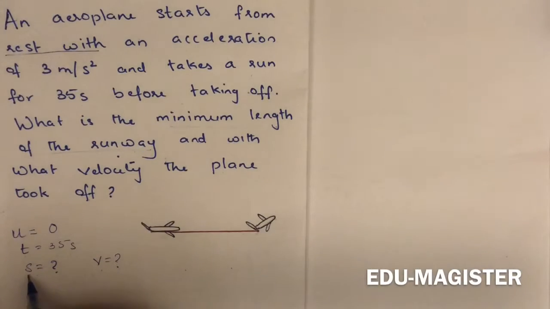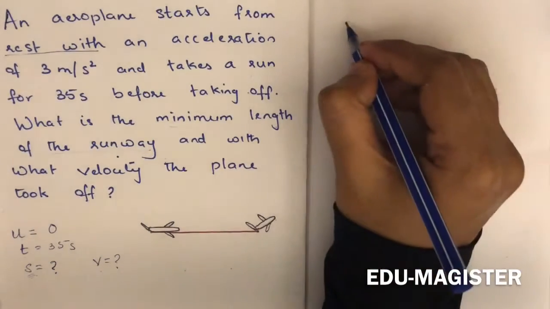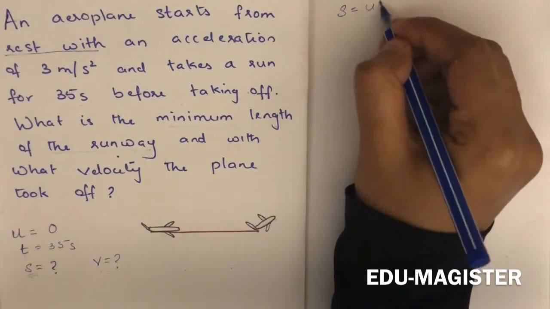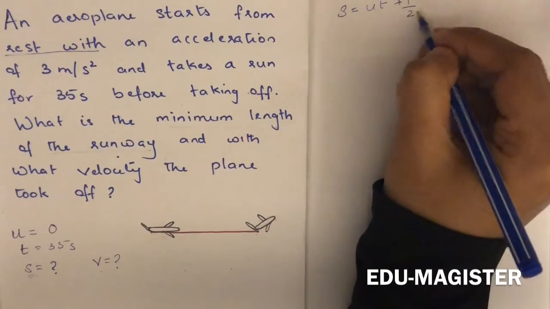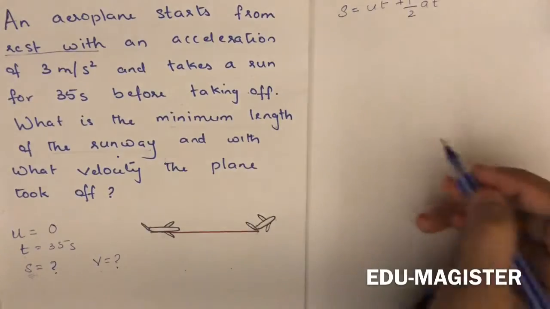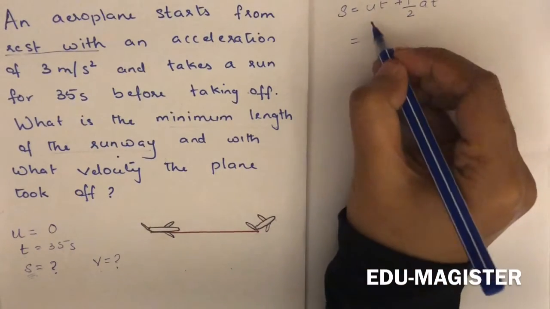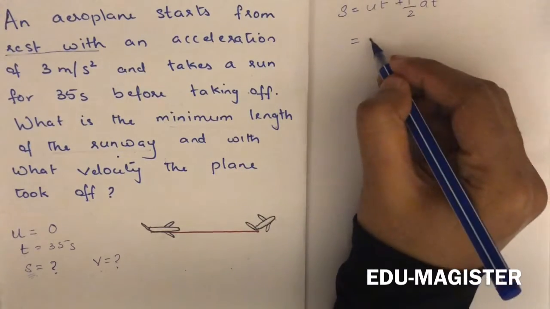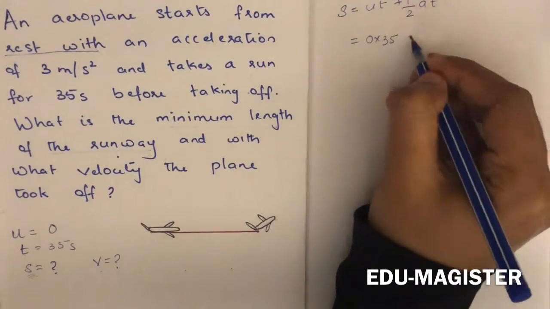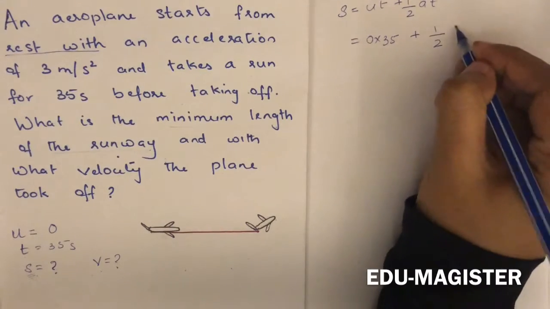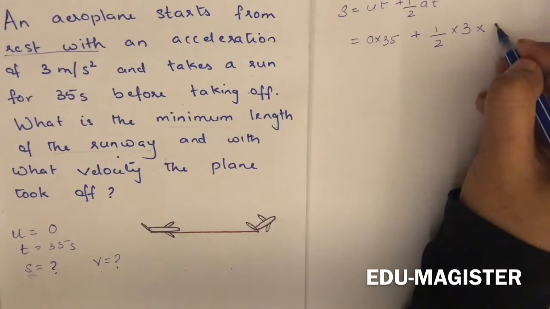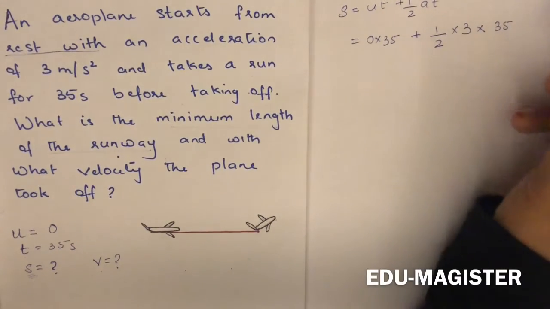So first we can find S. In order to find S, we can use this formula. S is equal to ut plus half at square. Here, since u is 0, this complete term will turn out to be 0. That is 0 into 35 plus half into 3 into time is 35.